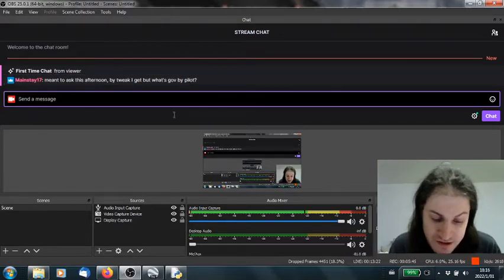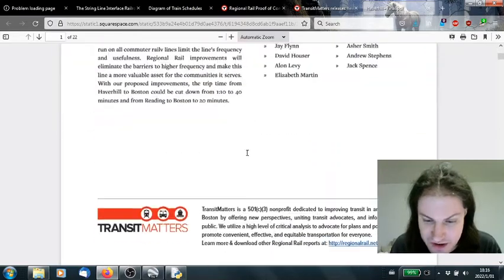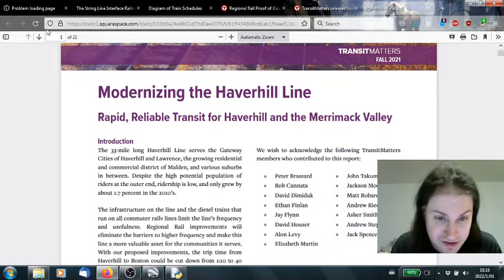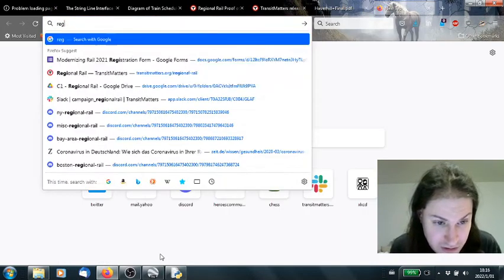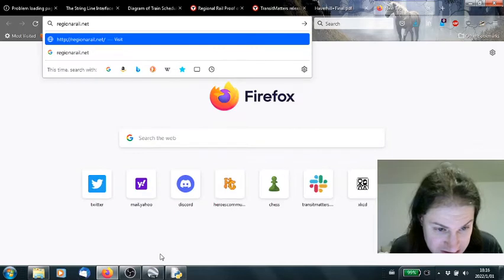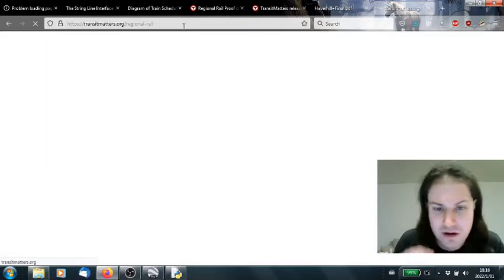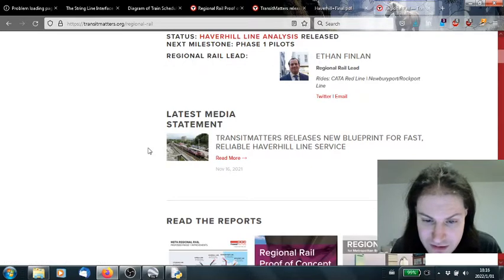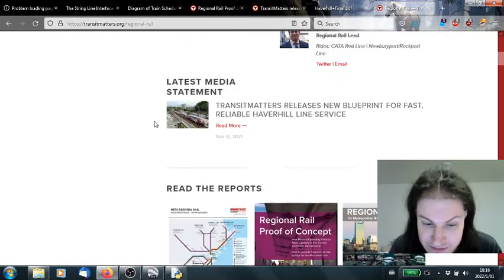And it's actually really hard. I'm going to talk for a sec about the situation in Boston because this is the example I'm going to use. Essentially, it's how did I write the timetable? So we have these line-by-line appendices. So this is Haverhill. Just as a reminder, you want to go to regionalrail.net, and that auto redirects to the TransitMatters Regional Rail report, which they're very collaborative. I'm not even the lead on this. However, the timetables I wrote.